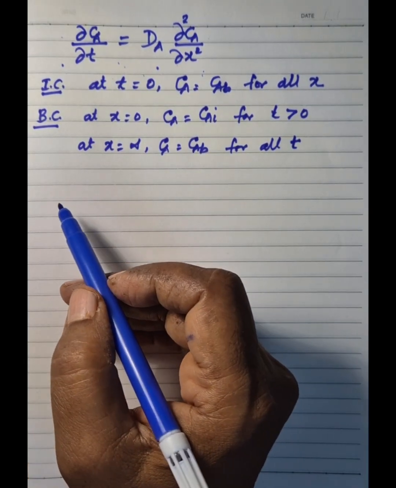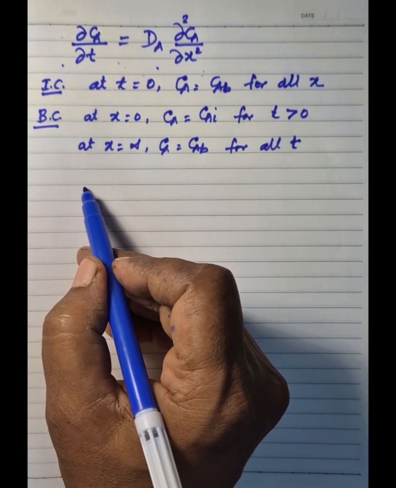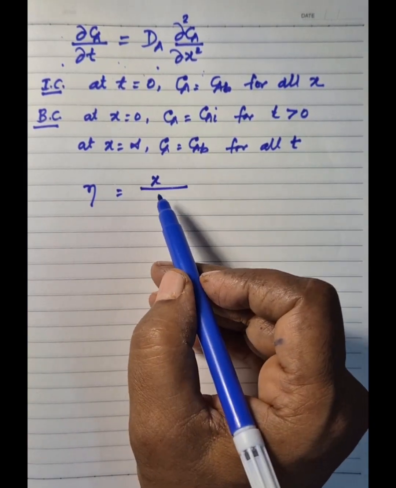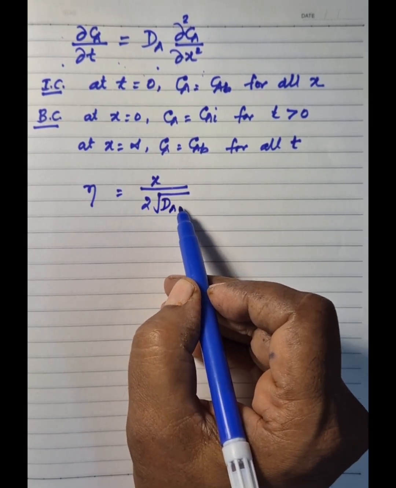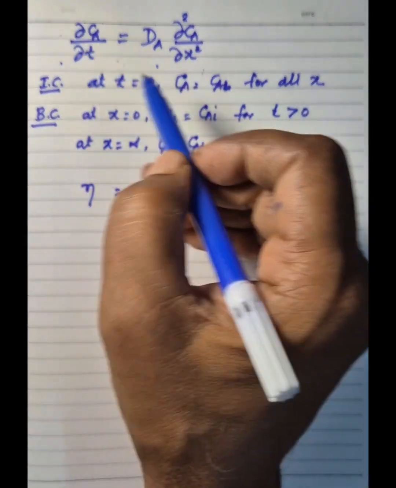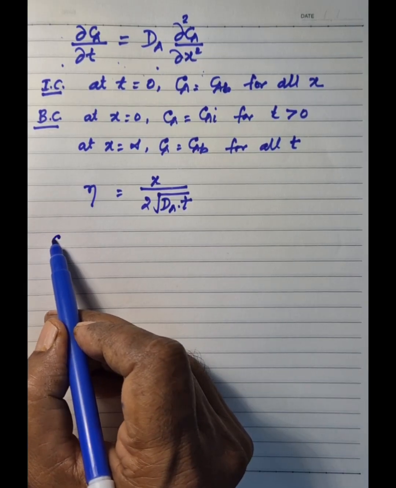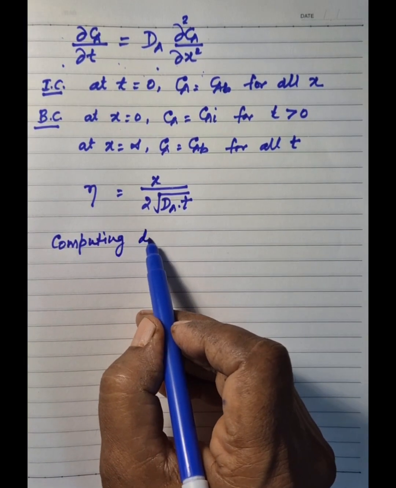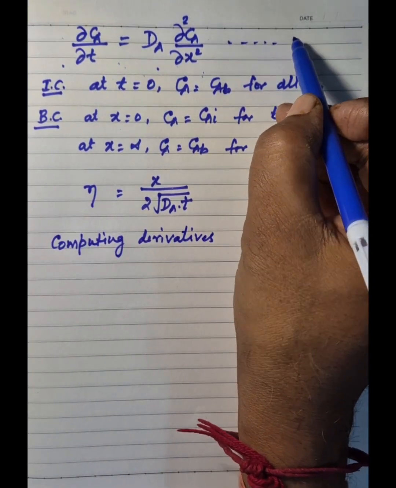Now let us assume a variable such that eta is equal to x divided by 2 square root of DA into t. Then let us compute these derivatives. We call this equation number 1.